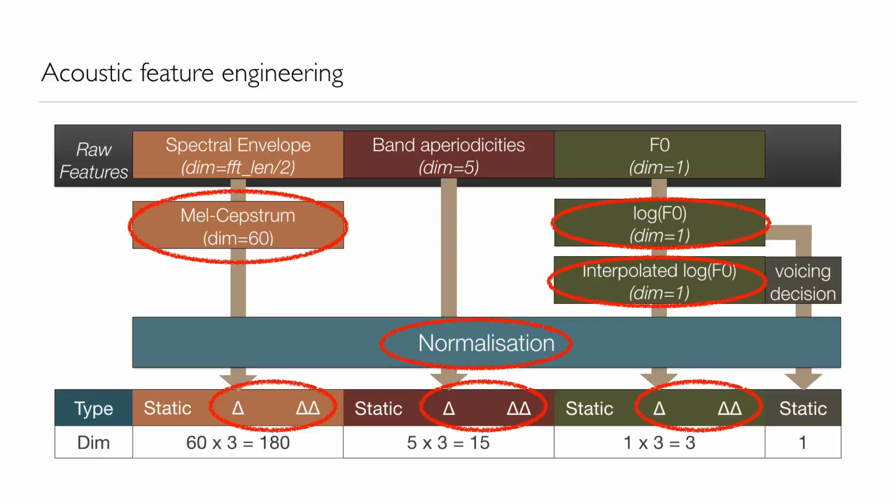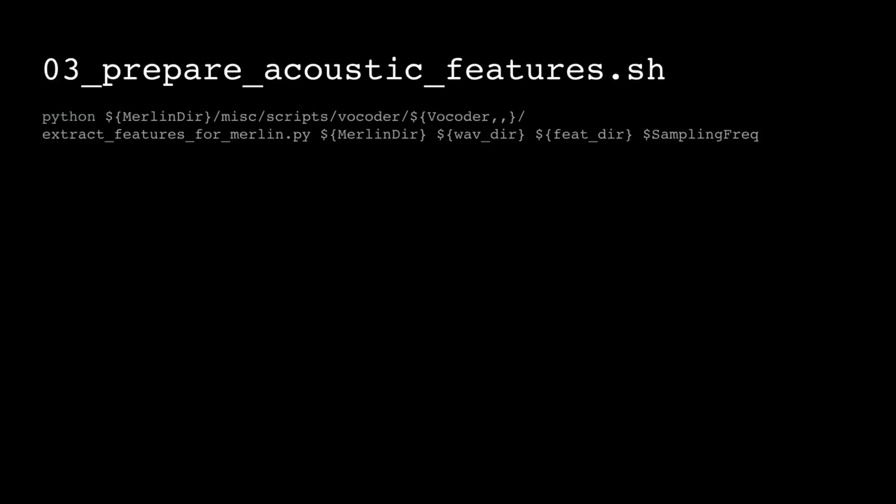All of this is inherited from the HMM, so there are things that we can re-engineer. So if you run that script, 3. Prepare acoustic features in the Merlin toolkit. The main lines are to run the Python script, extract features for Merlin. You need to provide the Merlin directory, the input WAV directory, the output directory where the features will be stored, and the sampling frequency.